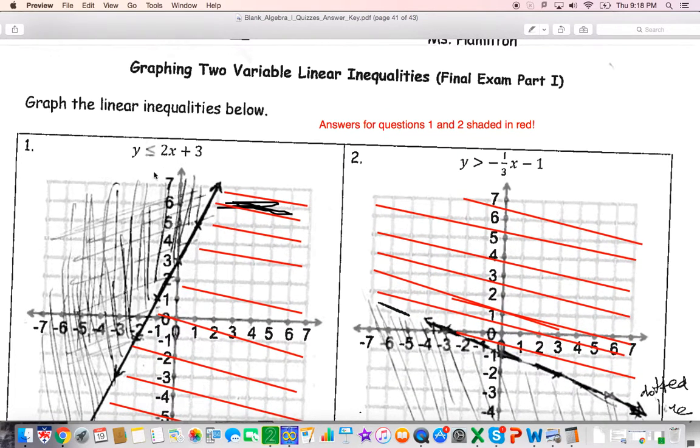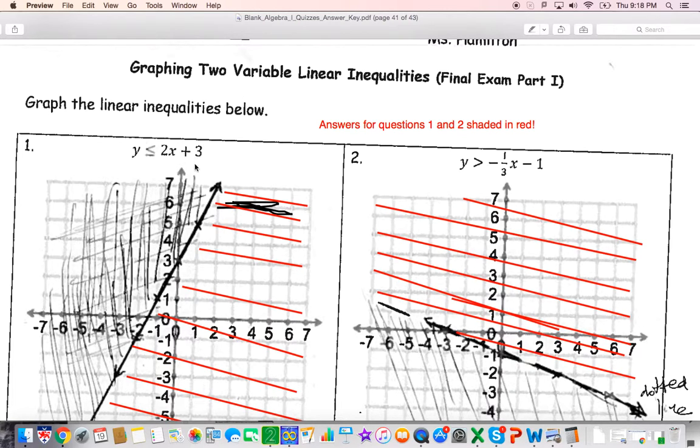All right, so now we're going to be graphing inequalities, but with 2 variables instead of 1. So it's just like graphing linear functions, but then we have to shade the side of the inequality that is correct. So here we have y is less than or equal to 2x plus 3. The first thing that we would do is graph the linear function y is equal to 2x plus 3.